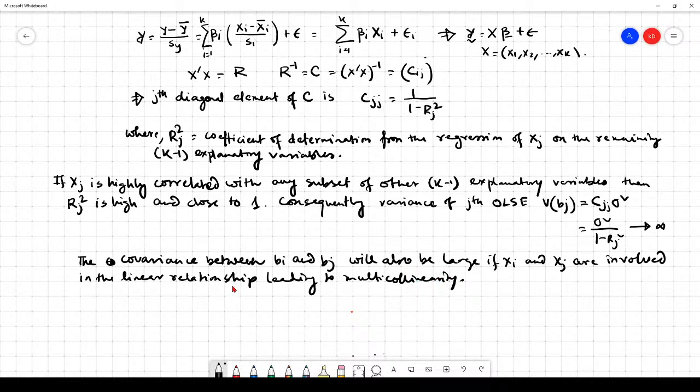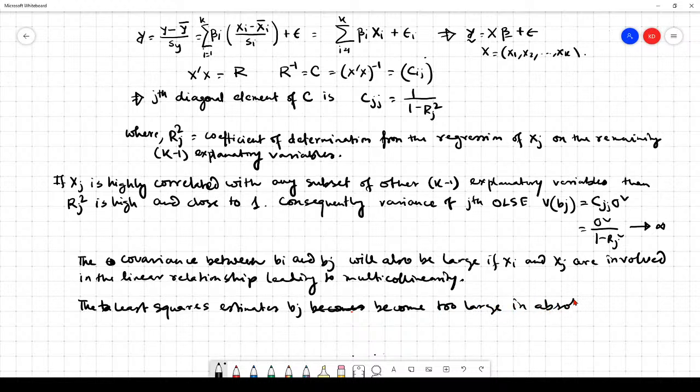Now the least square estimates bj of beta j become too large in absolute value in the presence of multicollinearity.